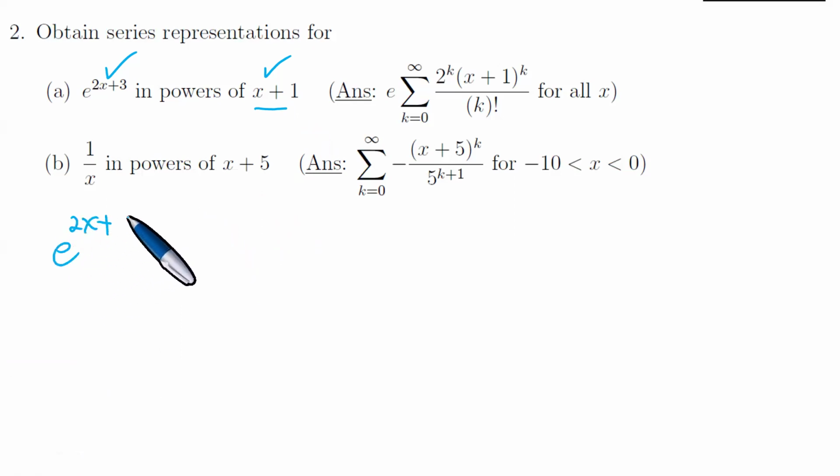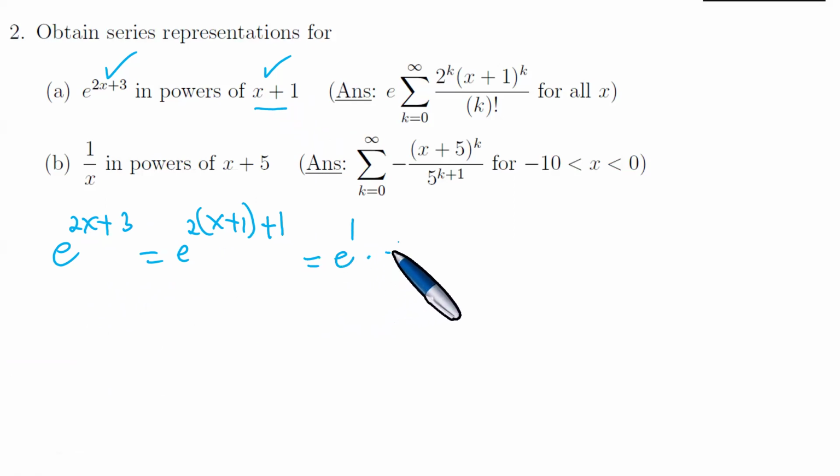The e to the power 2x plus 3. What is the x? The x is x plus 1. So wherever there is x, you put x plus 1. Then you need to think of what to put here. 2 times x, because everything must be in powers of x plus 1, then you'd have 2x plus 2. Then you need to add a 1 here. But this e to the 1, you can put it here. Then it's e to the power 2x plus 1 like this.